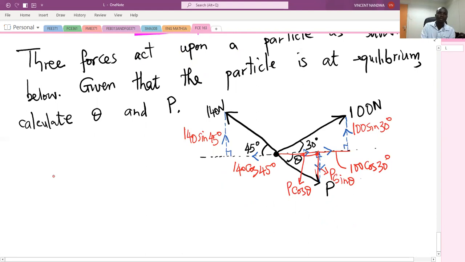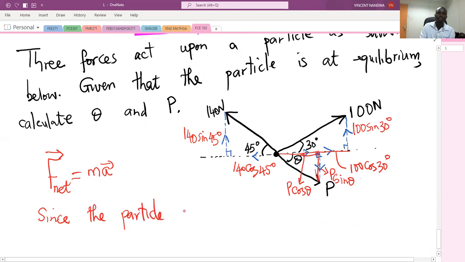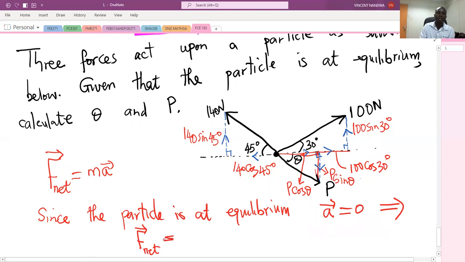So remember, by definition, for a system, according to Newton's second law of motion, net force is given by mass times acceleration. And since the particle is at equilibrium, then acceleration is 0, which means that the net force acting on this object, mass times 0, will give us a 0 vector, just 0.